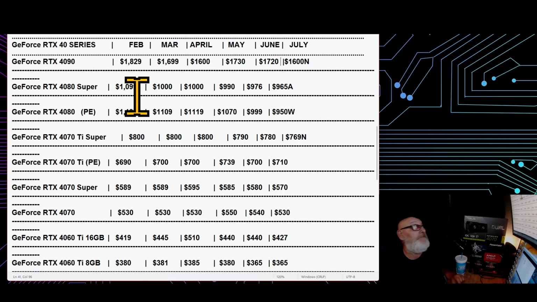Yeah, the 4090 in February was $1,829. March was $1,699. April was $1,600. So it went in a slope down, and then started coming back up in May at $1,730, and then in June it started teetering off, going in a down slope, $1,720. And July, I found it on Newegg for $1,600.